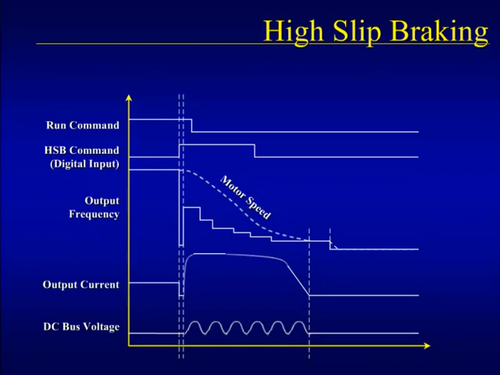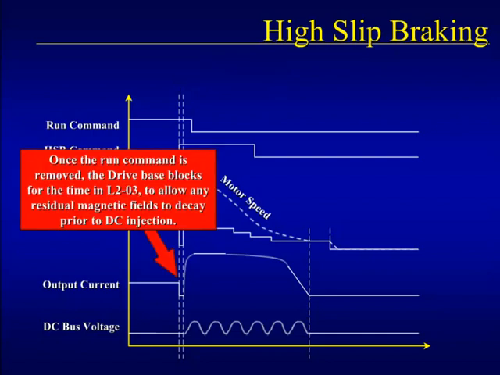This timing diagram shows how the high slip braking function works. While the run command is active, the high slip braking digital input is closed, commanding the drive to perform the high slip braking function. Immediately, the drive begins to base block. Base block allows the residual magnetic motor fields to decay so that no overvoltage or overcurrents will occur when the drive begins sending the motor new voltage.